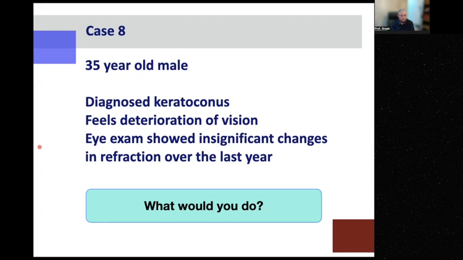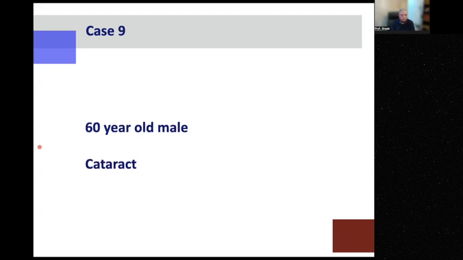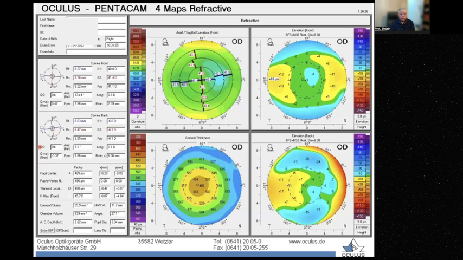Perfect. Now, this is a case for cataract. Just as you see, step by step, from normal, suspicious, abnormal, and so on. Now we are coming to a different category, which is the cataract. Okay, this patient is coming for cataract. So why should I do topography for the patient? Who can answer?